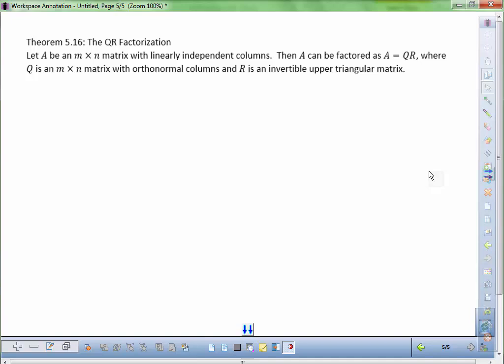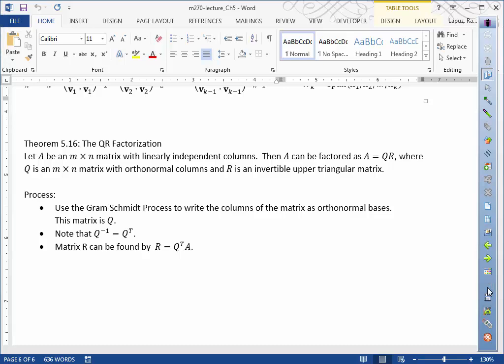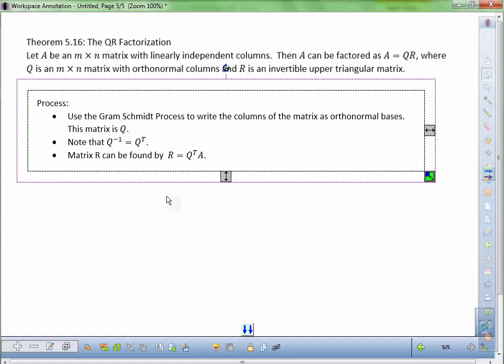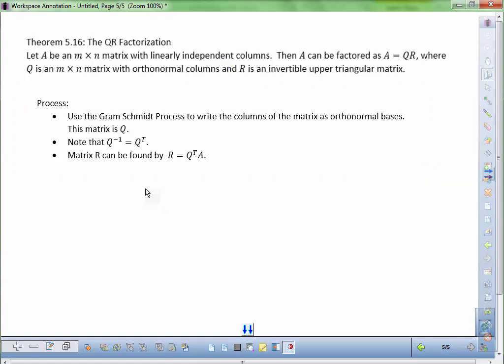So we need to find R. Here's the process. The process involves what we just did, the Gram-Schmidt orthogonalization process. You go through that process for each of those columns until you have an orthogonal set, and then you make each of those vectors into a unit vector, and that's your Q.